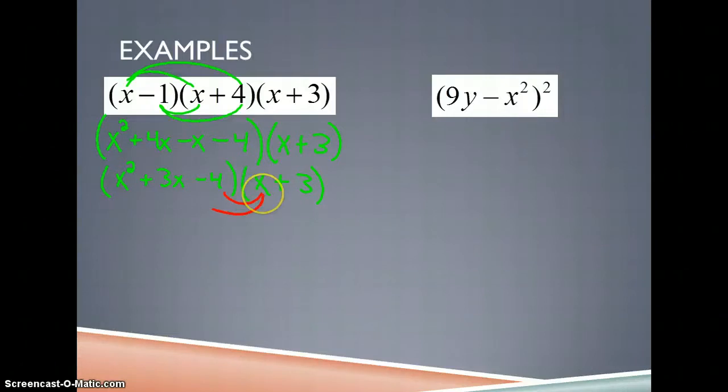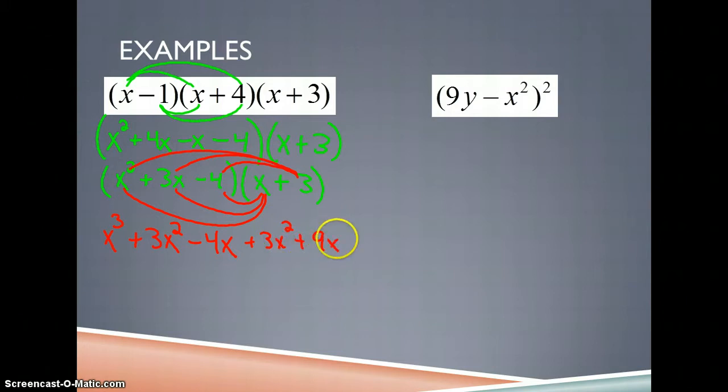So that's by x, this is by x, and that's by x. So x times x squared will give me x cubed. X times 3x will give me plus 3x squared. And then x times negative 4 is minus 4x. So that's my first step. I have to now multiply everything also by 3. I do plus 3x squared plus 9x minus 12.